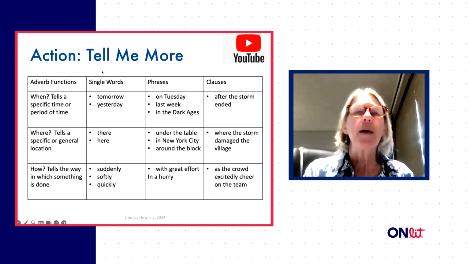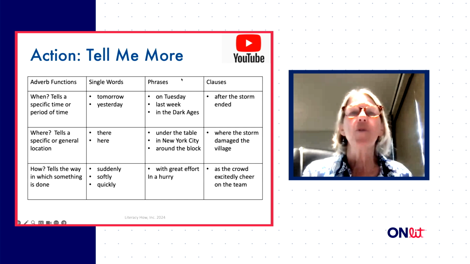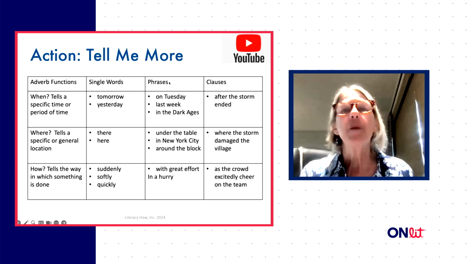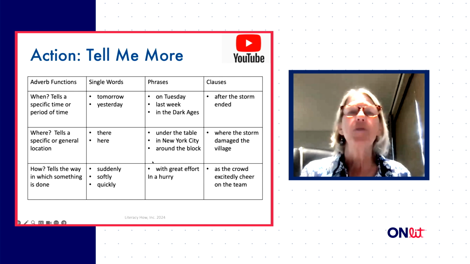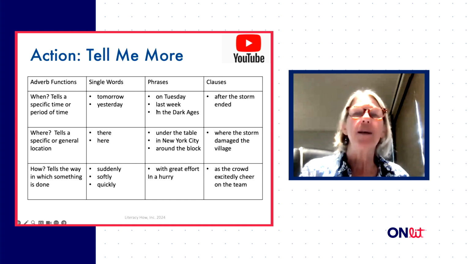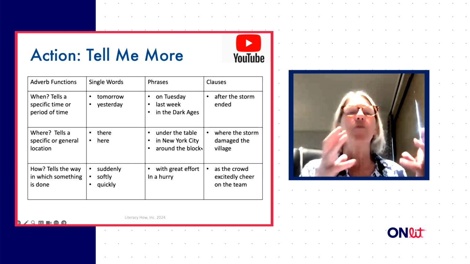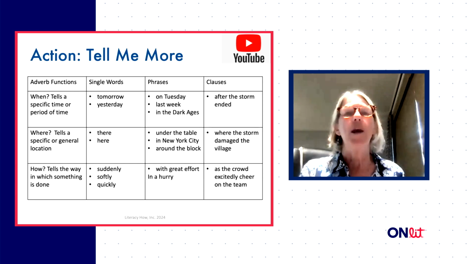Now, just think about this, because adverbs can be single words like tomorrow and yesterday, there and here, suddenly, softly, and quickly. But adverbs can also be part of a phrase, and these would be called adverbial phrases: on Tuesday, in the dark ages, around the block. So that whole phrase serves the role of telling more about the verb.